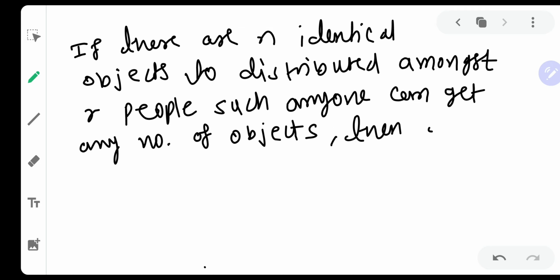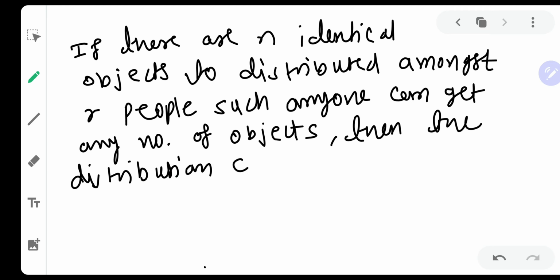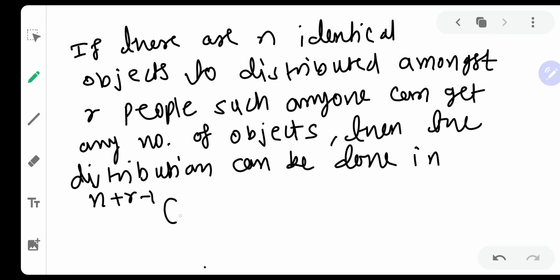Then the distribution can be done in how many ways? N plus R minus 1 C R minus 1 ways. Okay, this is our formula.